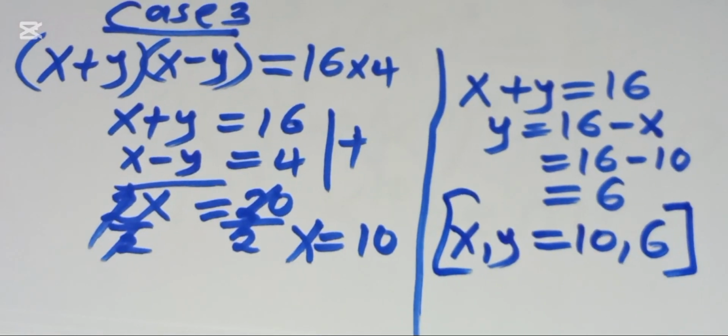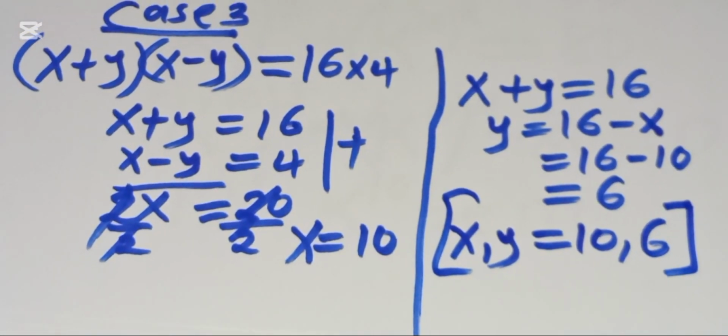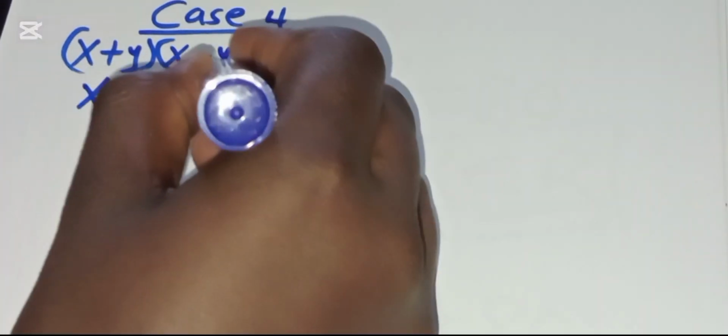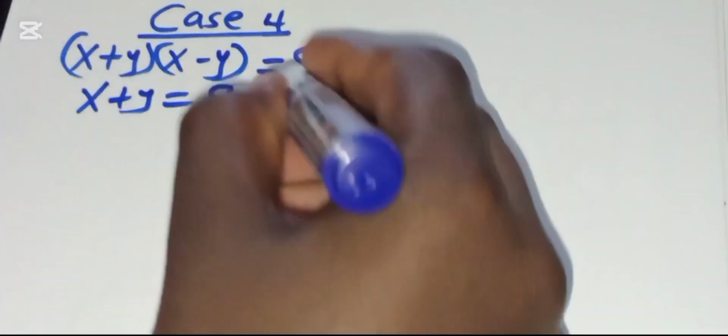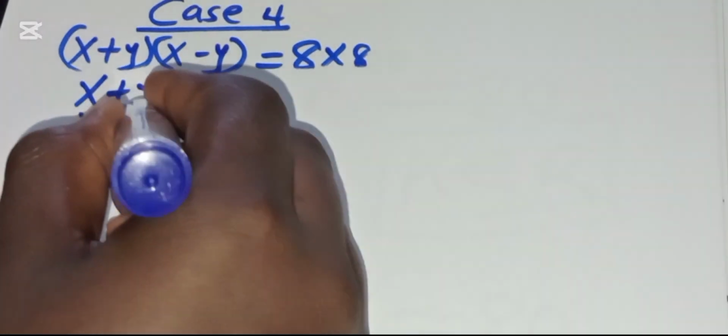So let's solve case 4. We have x plus y, x minus y, equal to 8 multiplied by 8. So that means x plus y is equal to 8 as our first equation. The second equation is x minus y is equal to 8.